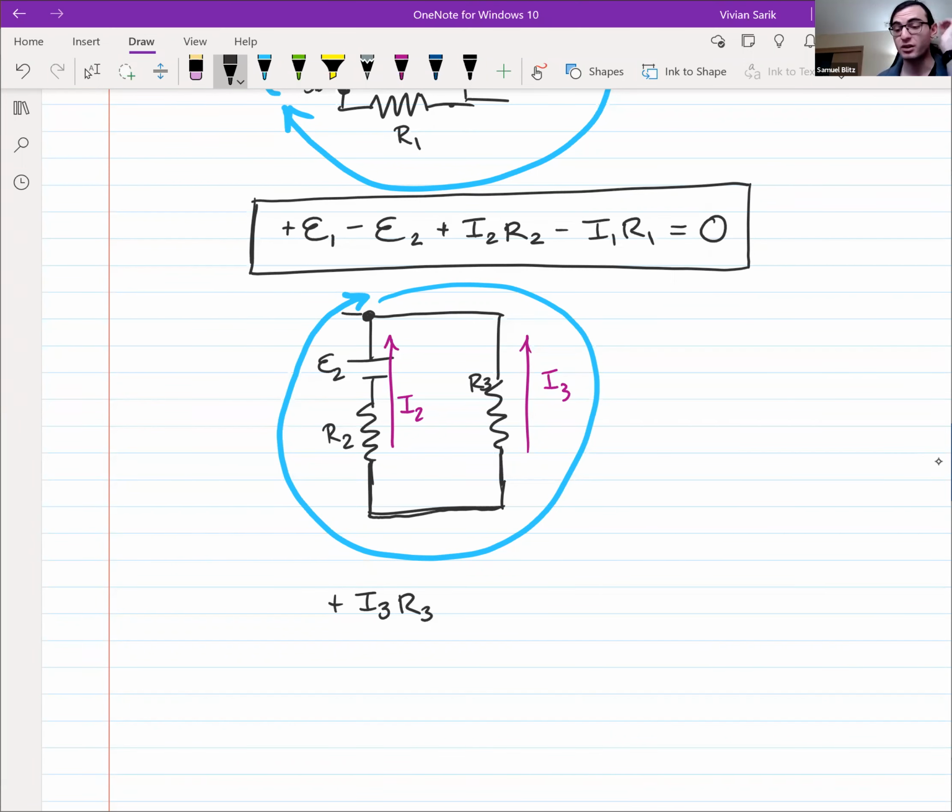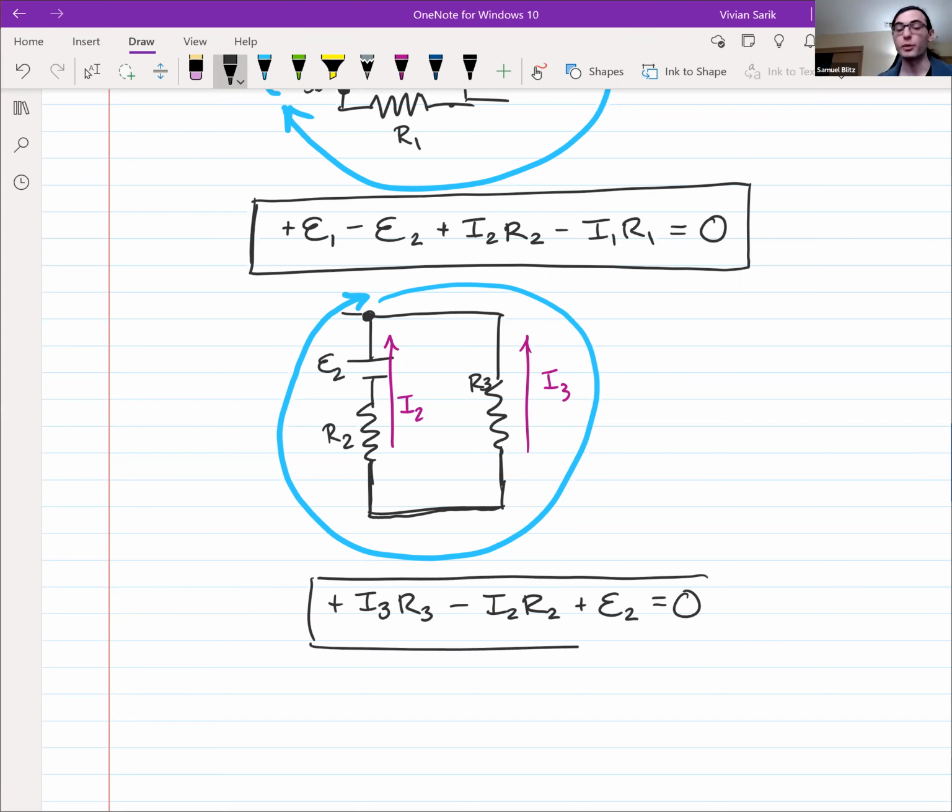We encounter the resistor. This resistor R2 has current flowing upwards, and we are going upwards, so we subtract the current, minus I2 times R2. And then we encounter a battery going from negative to positive, so we add that battery's EMF, and then we're back where we started, so we set it all equal to 0. And that is our third equation.